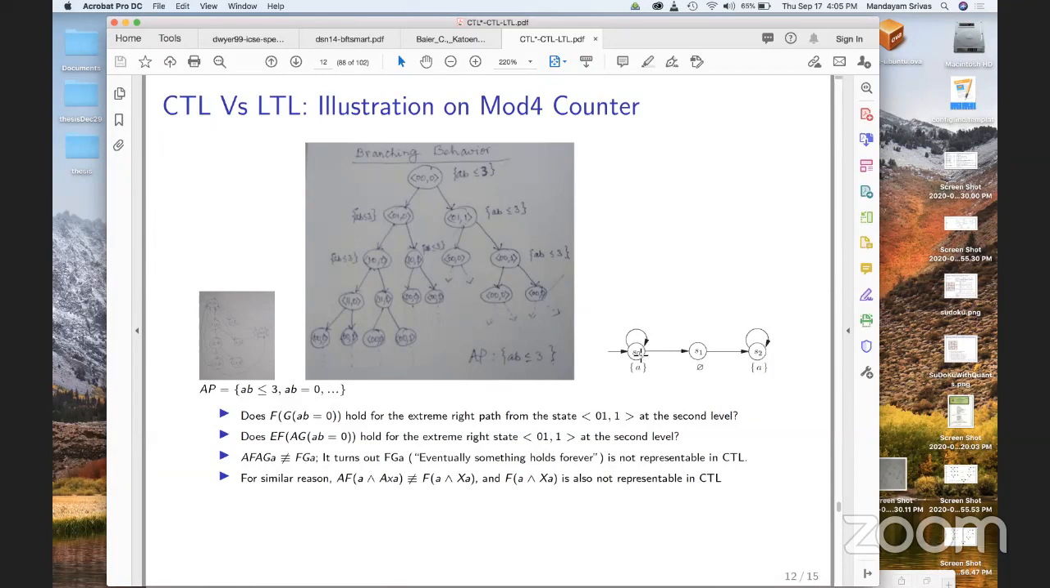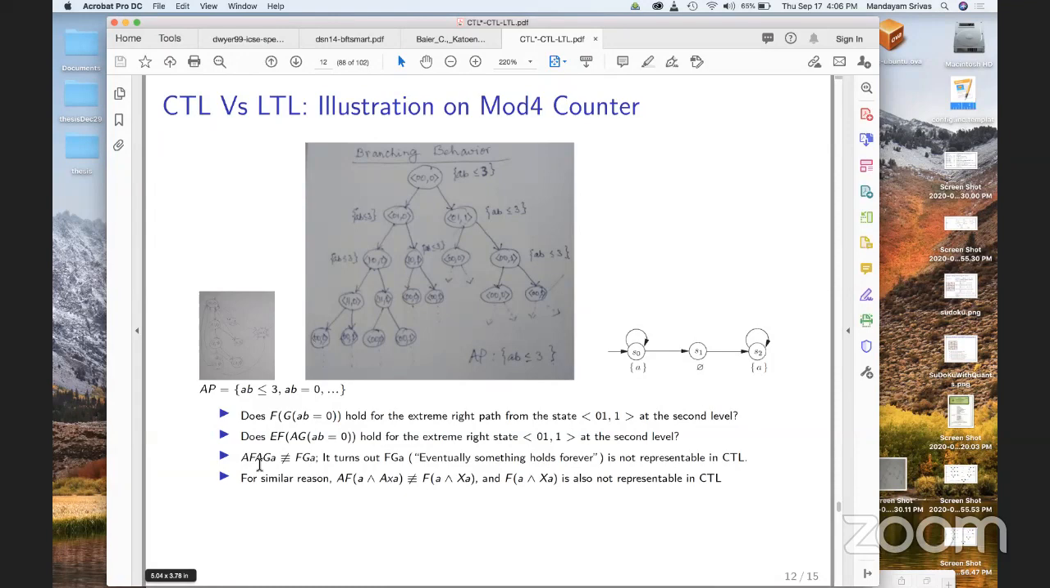From the S0 state, there is also another path going to S1. But eventually it goes to S2, right? It may go to S2, but AG of A does not hold good anymore at that state. It needs to hold after some time. No, no, no.